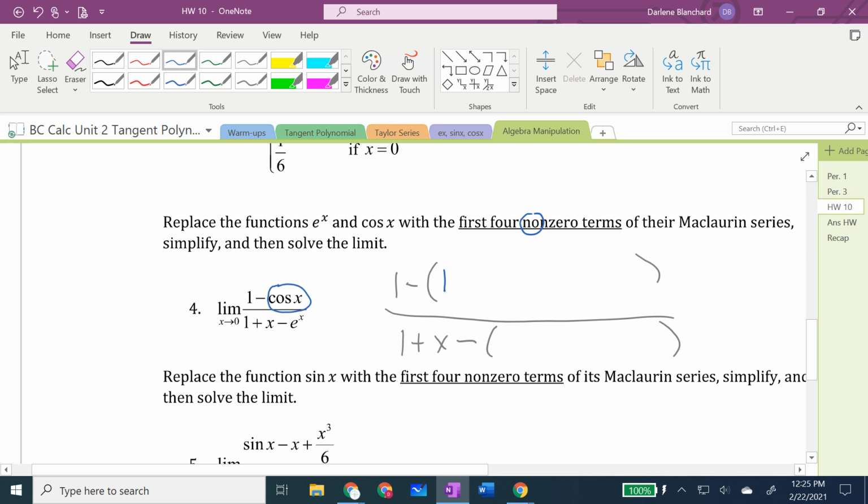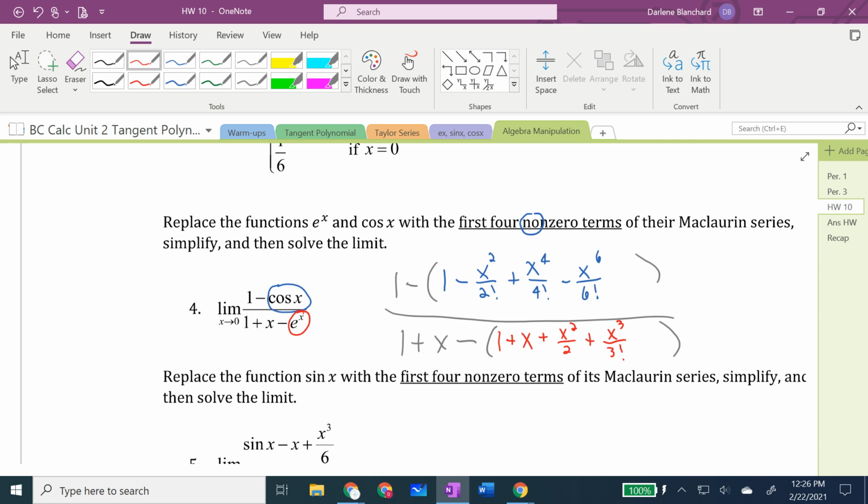Cosine is even, so it starts with 1. Then it alternates negative, and it sticks with only even exponents. Then it alternates back to positive, even exponent, and now that's 3, and now that's 4. For e to the x, e to the x starts at 1 and just goes through every single x. X squared over 2 factorial, x cubed over 3 factorial, and so that would be all the first 4 terms.